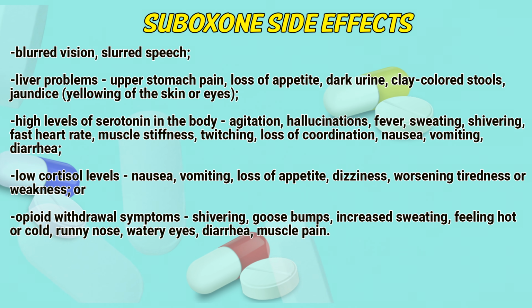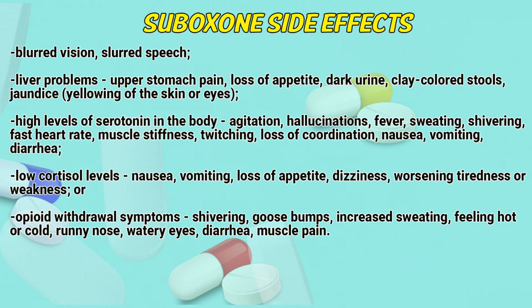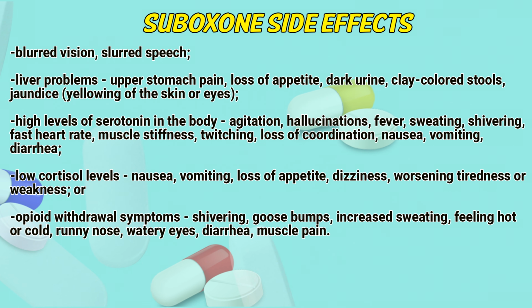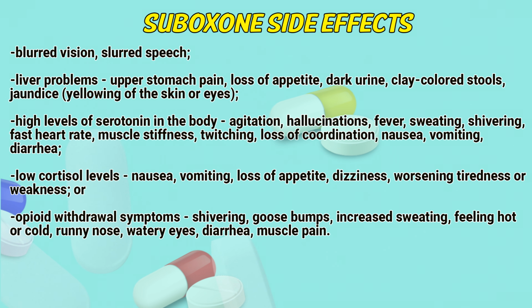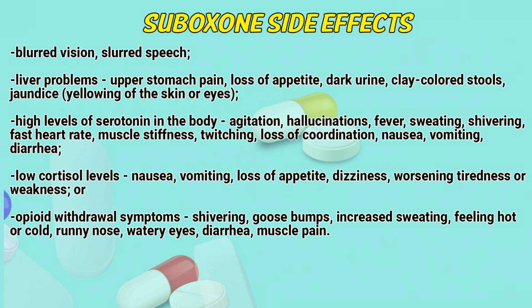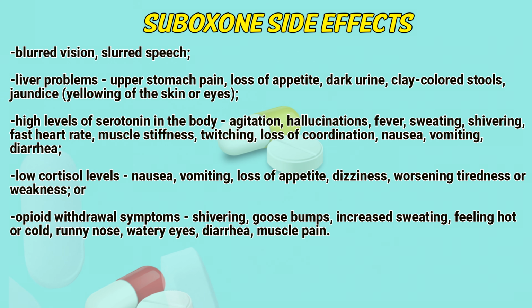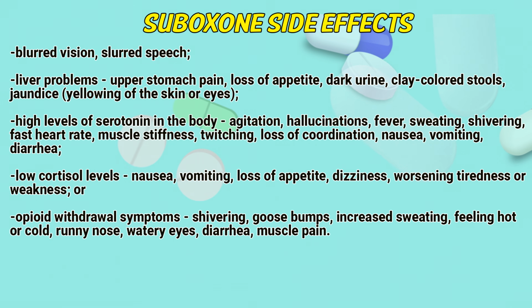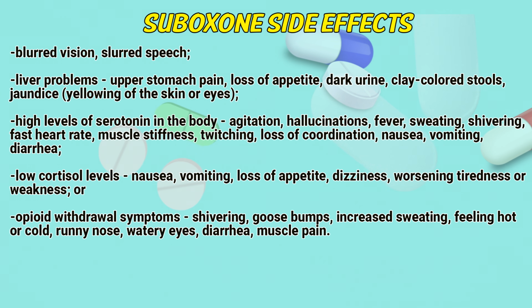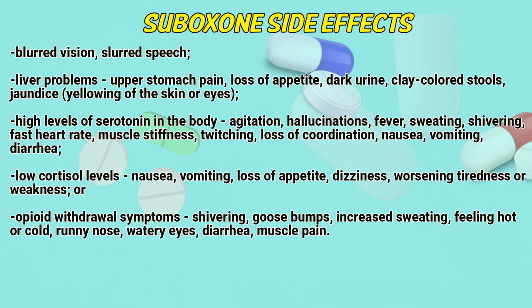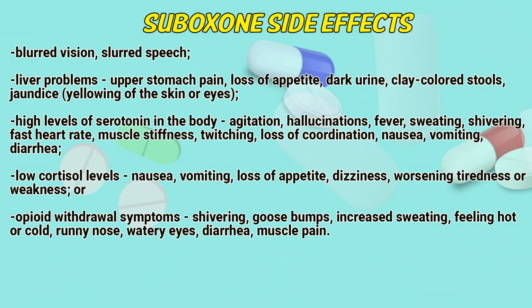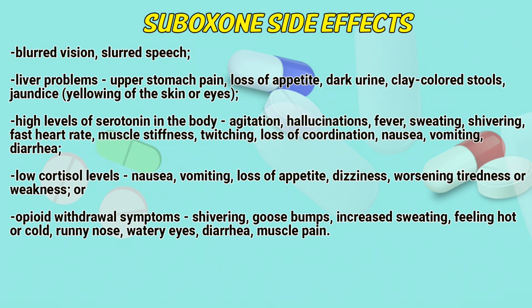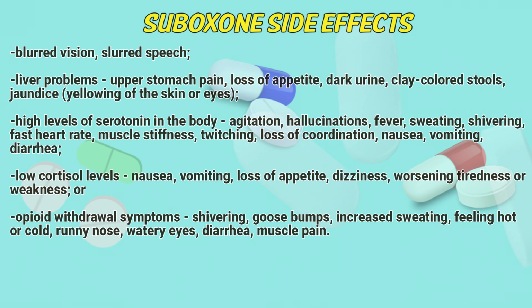High levels of serotonin in the body: agitation, hallucinations, fever, sweating, shivering, fast heart rate, muscle stiffness, twitching, loss of coordination, nausea, vomiting, diarrhea. Low cortisol levels: nausea, vomiting, loss of appetite, dizziness, worsening tiredness or weakness. Opioid withdrawal syndrome: shivering, goosebumps, increased sweating, feeling hot or cold, runny nose, watery eyes, diarrhea, muscle pain.